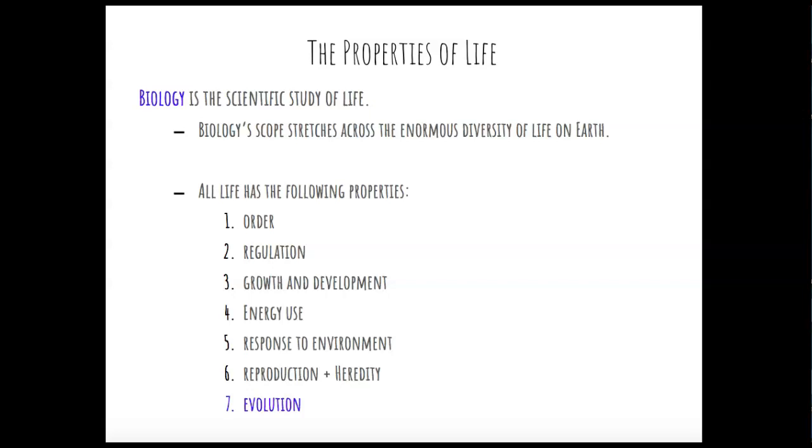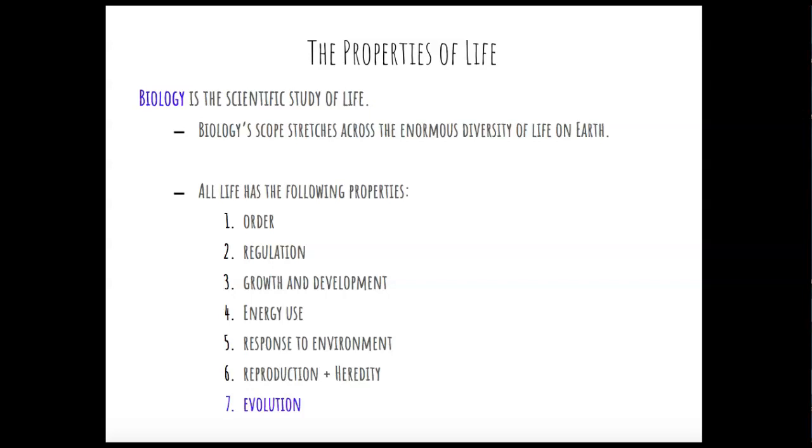Because we're going to be talking more about life and living things, we need to define what we mean by life. Biology is itself the scientific study of life. The scope of biology stretches across an enormous diversity of life on Earth, from bacteria to fungi to plants and animals. Any living thing on Earth shares certain characteristics that define them as life. Some of those characteristics are that they have order. They are made of cells. Those cells have machinery. They have genetics that create all of those things.